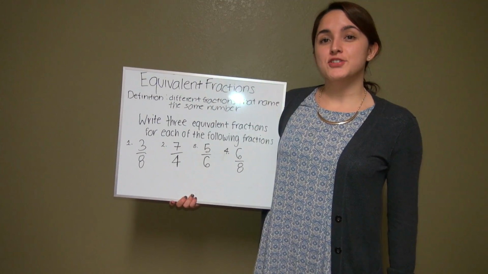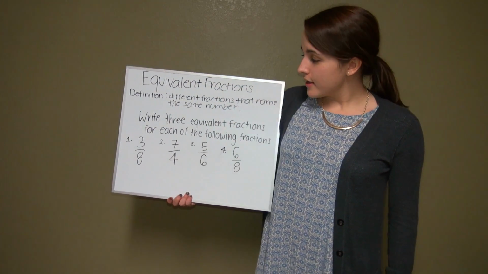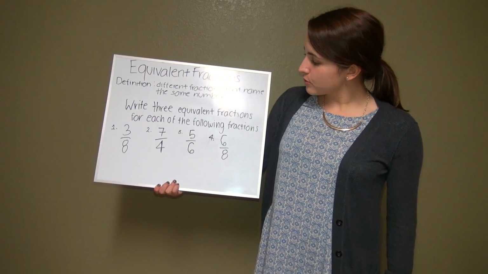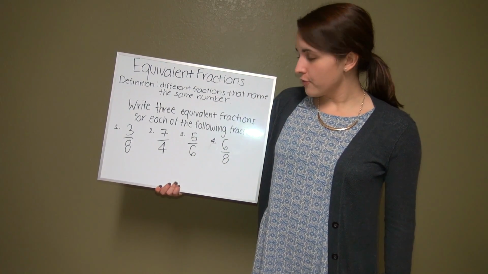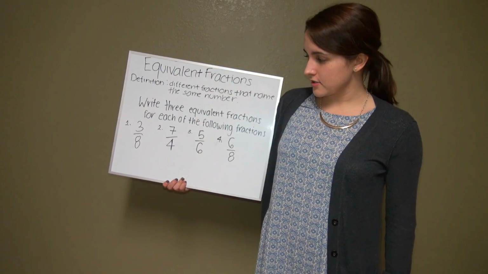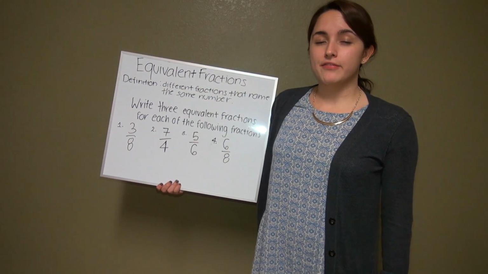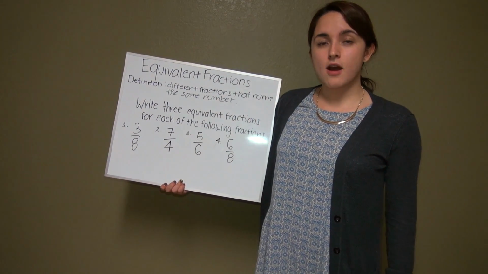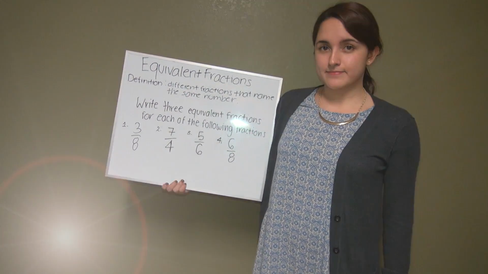Okay, now it is your time to try it. So I want you to write 3 equivalent fractions for each of the following fractions. Now remember that you have to multiply the numerator and the denominator by the same number.